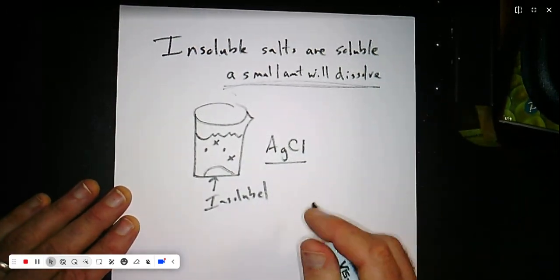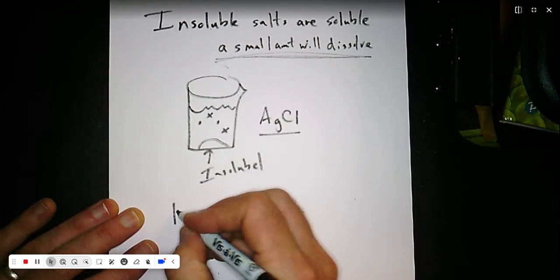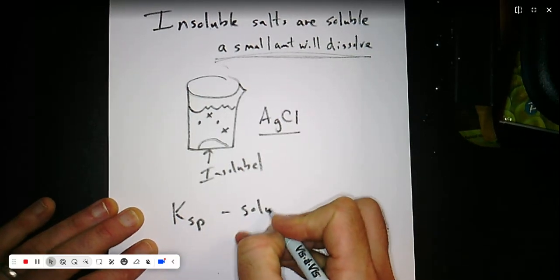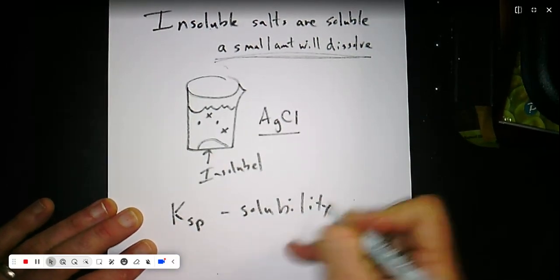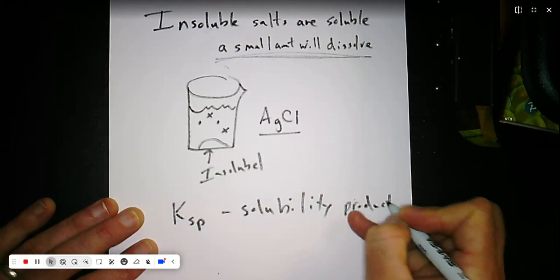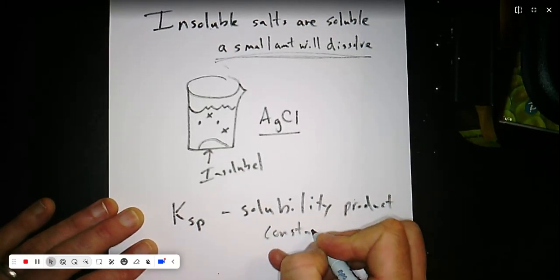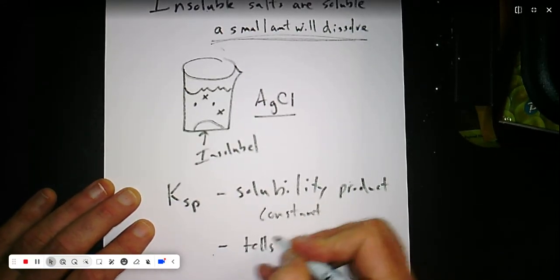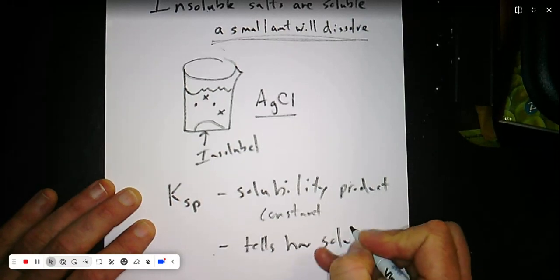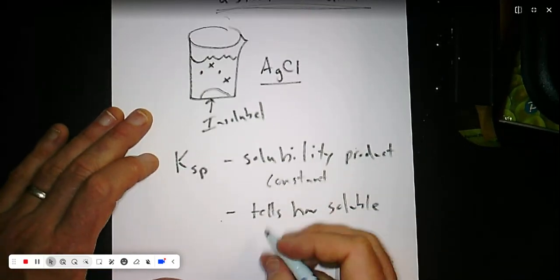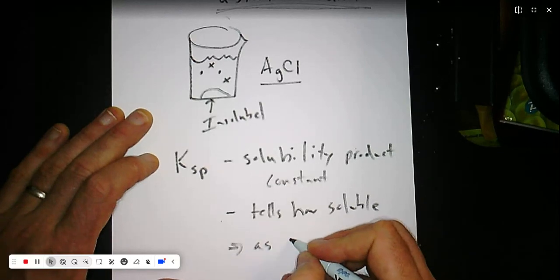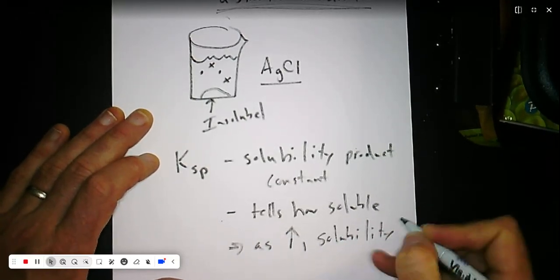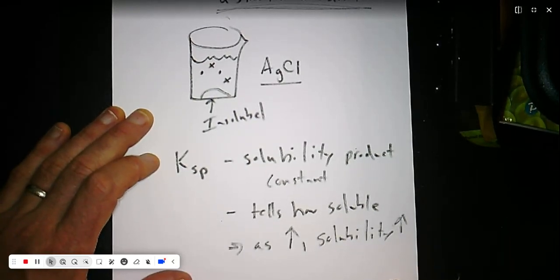All right. The KSP, which is the solubility product constant, tells you how soluble. As it gets bigger, solubility increases. All right?